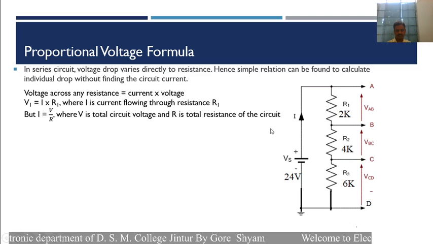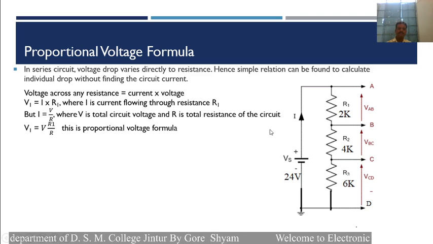Then V1 is equal to I into R1. Let us substitute the value of I is equal to V divided by R. Therefore, V1 is equal to V into R1 divided by R. This is the proportional voltage formula for any branch voltage.